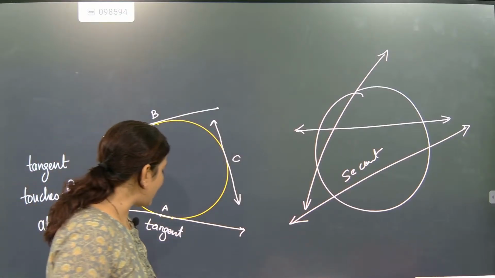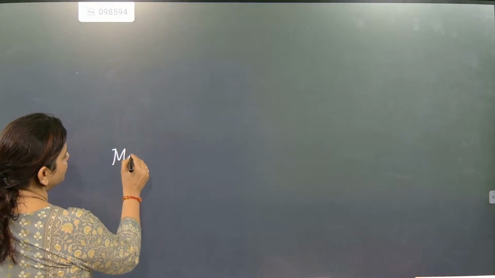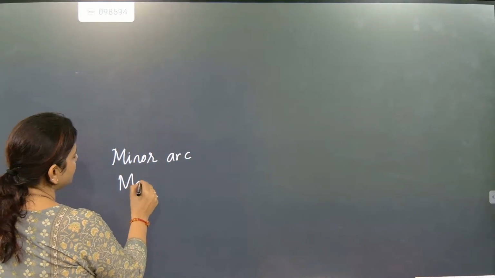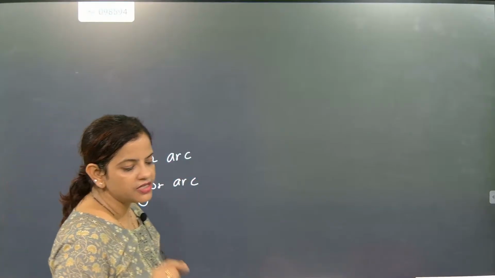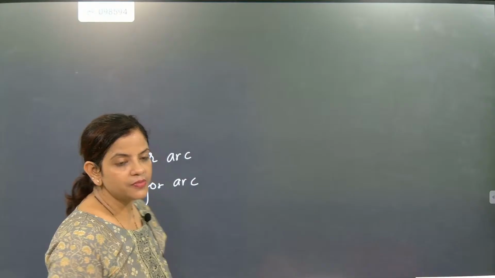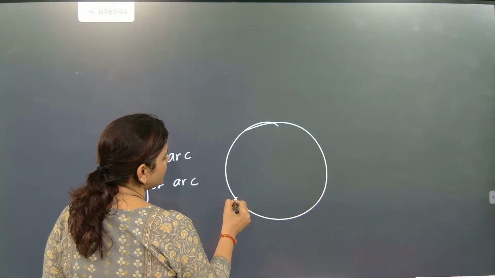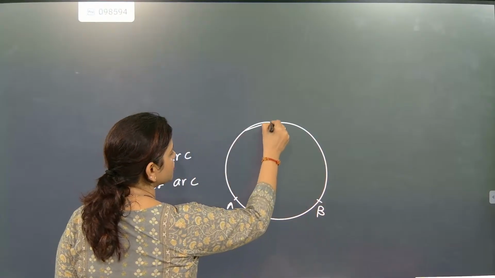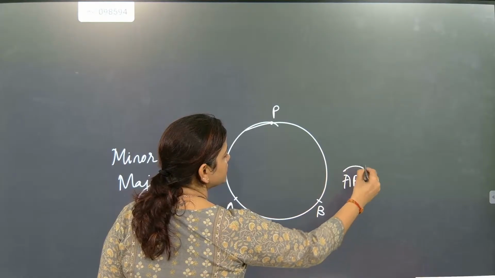Okay. Now minor arc and major arc. So two different types of arcs are there: minor arc and major arc. One is considered a minor arc, and another one will be considered a major arc. So when you are drawing a circle and you have taken this point as A, another point as B, and if it is crossing, this is P. So when you take A, P, B, it is considered as what?